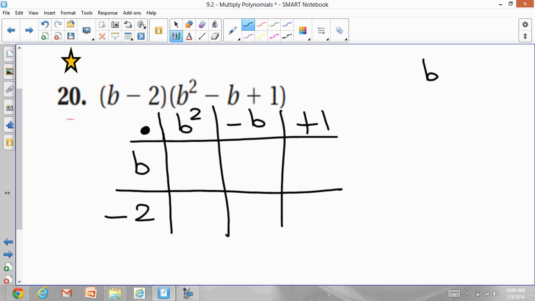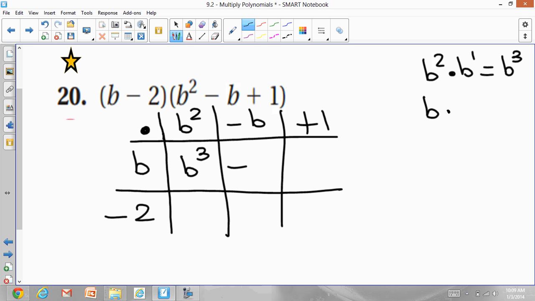If you do it on the side, b squared times b is going to give you b to the power of 3. And if you're confused, attach a 1 for this exponent. So if the bases are the same, you just add the exponents. So this becomes b to the power of 3. Now minus and positive gives you a negative.